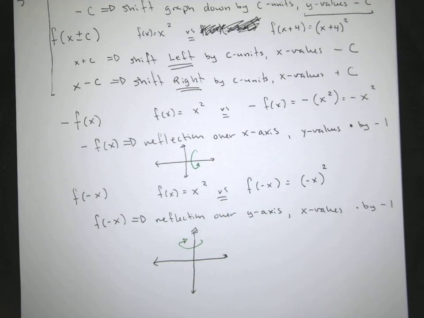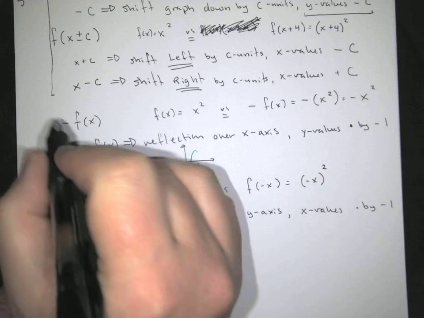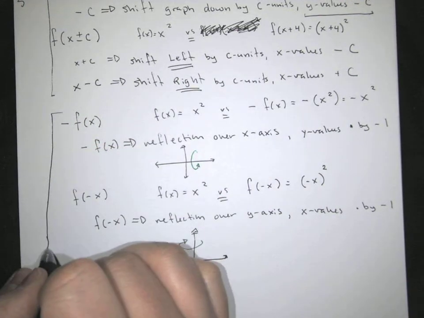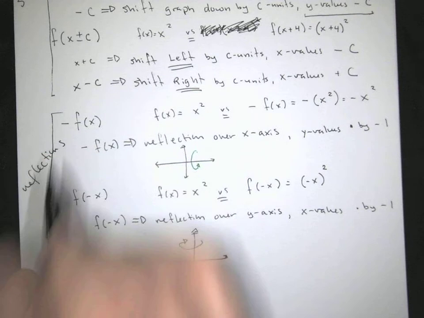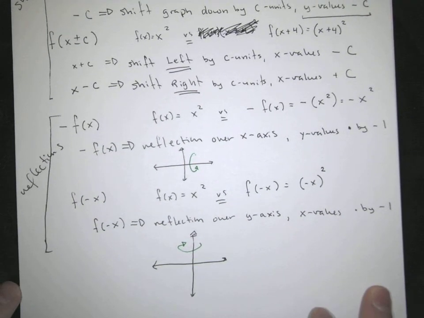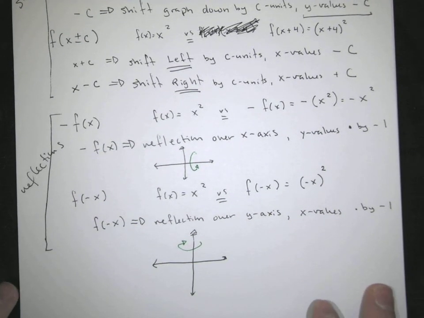So let's label this section. These two options are our reflections. Reflections like a mirror, right? We're essentially creating mirror images of these graphs, just flipped either over the x-axis or over the y-axis. So those are our two options. We'll do one last thing in a third video.